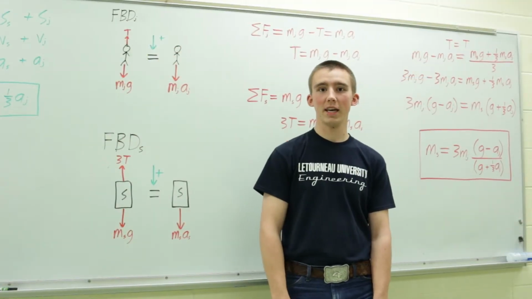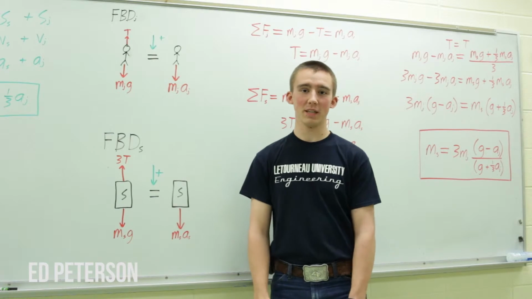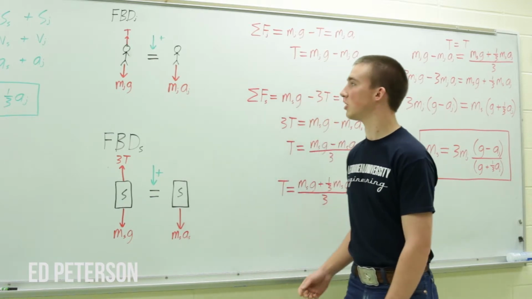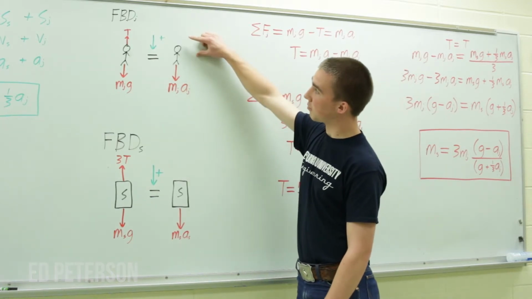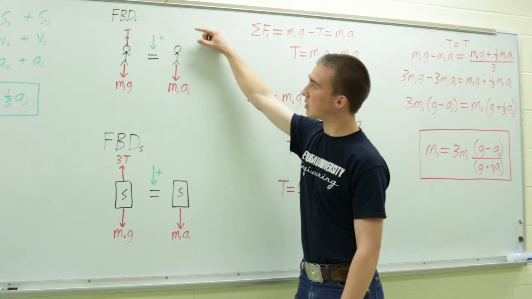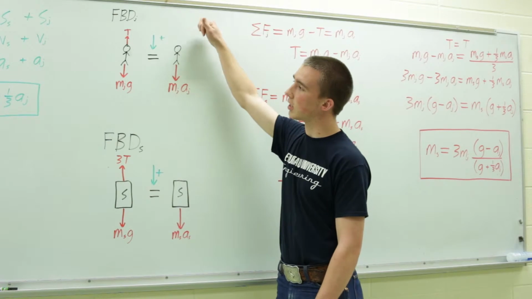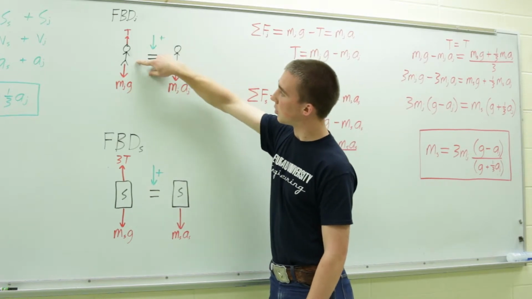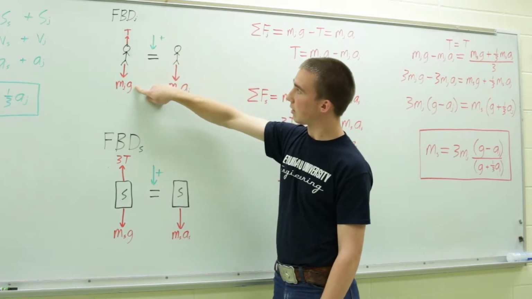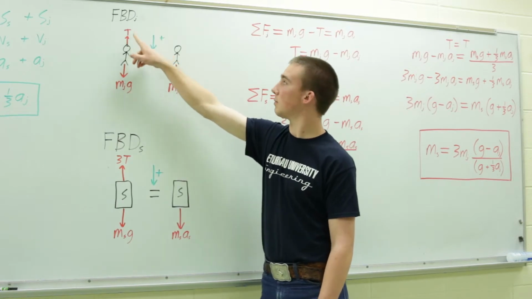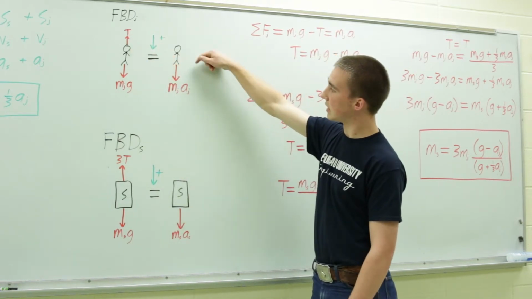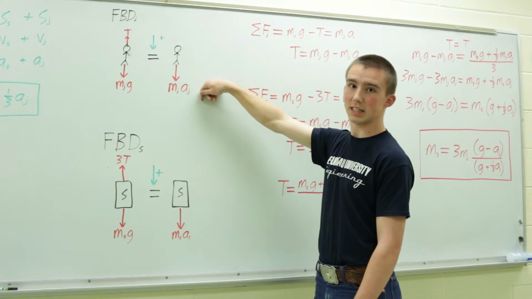My name is Ed, and I'm going to go over our free body diagrams and work out our equations. So here we have the free body diagram of Indiana Jones. We have down defined as positive, just like we did for our big picture. So his weight acts down and tension is acting up on him, and that is equal to his mass times acceleration, which we defined in the positive direction.